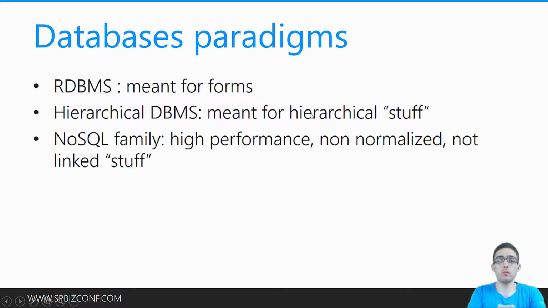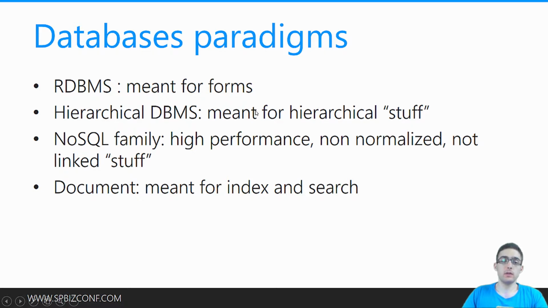Another one which is more and more famous recently is the NoSQL family. The idea of that kind of database management system is that it's high performing, non-normalized, and used in order to store stuff which is not linked together. Another one is the document database management system or indexing system, which is meant for search, index, and queries like that, a flat search system.